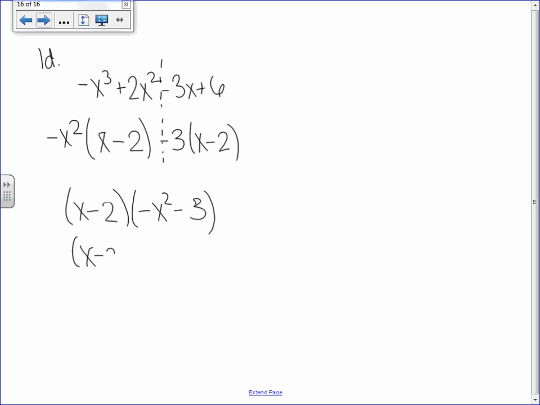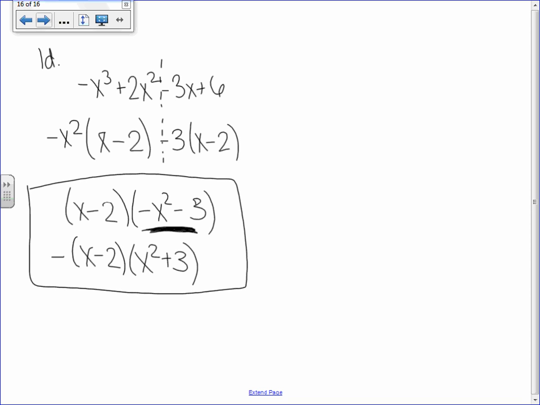Trying to think of what else. If you really wanted to, a lot of people don't like negative quadratics. So if you want, you can pull a negative out of here and throw it in the front, and then this would become x squared plus 3. But either of these are okay. Alrighty, and then we had to do E. E gives me 6x cubed plus 4x squared minus 18x minus 12.